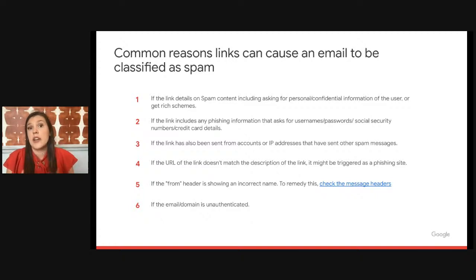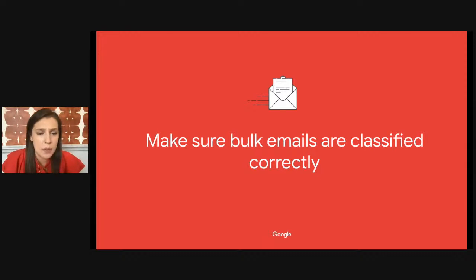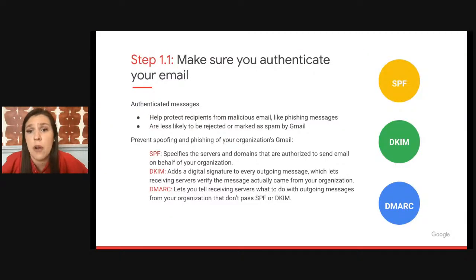And we'll go through the steps of how to authenticate that through Postmaster tools and our bulk sender guidelines. Okay, so how do we make sure that these bulk emails that we talk through are categorized in the inbox, how do we make sure that they're classified correctly? So first, make sure you authenticate your email. This is one of the most important things that I'm going to recommend here today. Authenticated messages really help prevent recipients from malicious email like phishing messages, malware, spam, and they're also less likely to be rejected or marked as spam by Gmail.